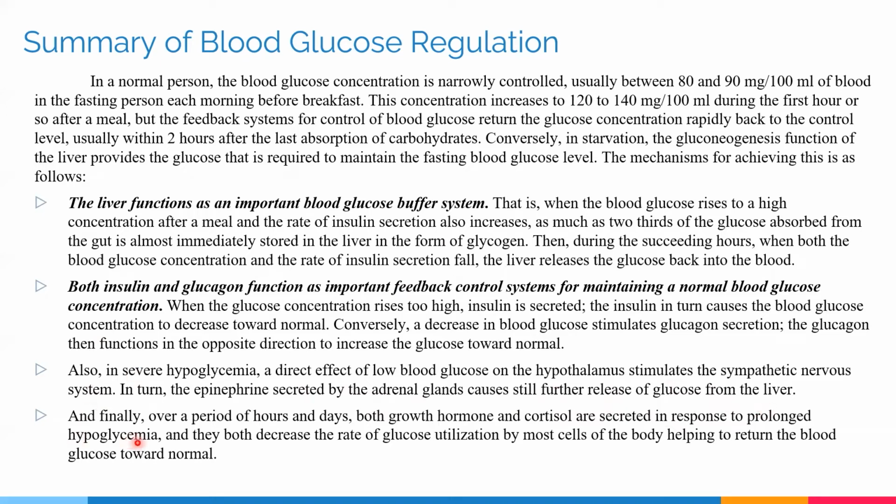And finally, over a period of 8 hours to days, both growth hormone and cortisol are secreted in response to prolonged hypoglycemia, and they both decrease the rate of glucose utilization by most cells of the body, helping to return the blood glucose towards normal.